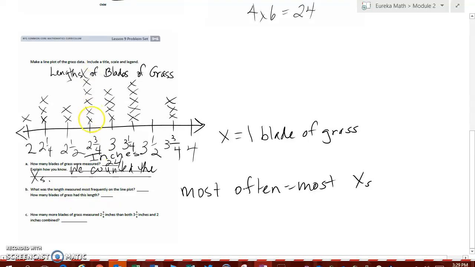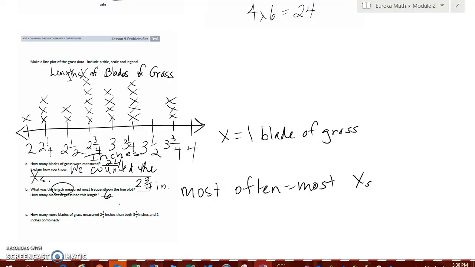Well, if you can see on mine, it's 2 3/4 because it has 6 X's. I had to even go up into my title to fit that. So they're asking for the length, not the number of blades. So I'm going to put 2 3/4 inches. The next question, though, asks how many blades of grass had that length, and that should be the 6 X's. Okay, so you have to make sure you're answering the question they give.